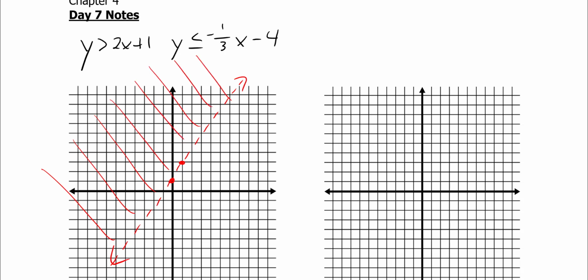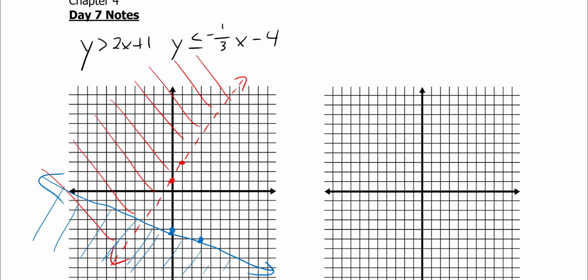Okay? So now let's use blue, and we're going to graph the other one. So it's down 1, 2, 3, 4, down 4. And we're going to go down 1 and over 3. So down 1 and over 1, 2, 3. So it's negative 1/3. And this is going to be a solid line. So we're going to graph it like this. Make those points a little bit bigger. Okay, there we go. And then it's less than, so we're going to shade below it.